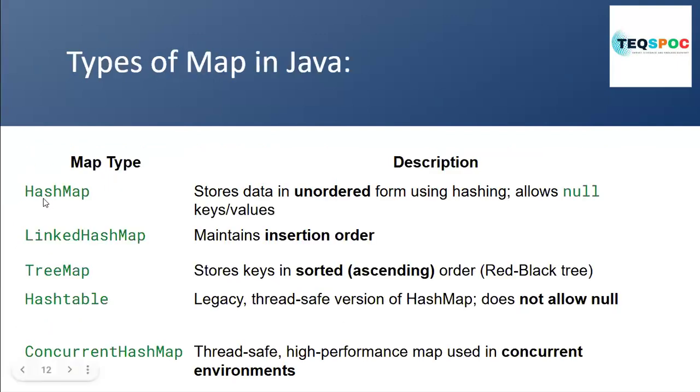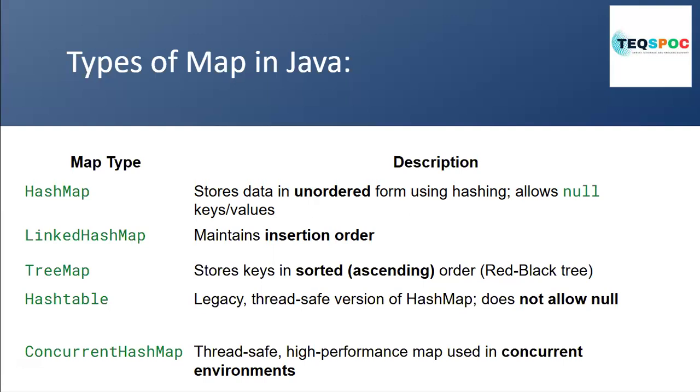In Map we have HashMap, LinkedHashMap, TreeMap, Hashtable, and ConcurrentHashMap. So what is HashMap? HashMap stores the data in unordered form, using hashing. HashMap internally uses a hash table to store the data, and the hash table uses a hashing technique to store the data. So it stores the data unordered using the hashing technique, and allows null keys and values. HashMap allows null key and value.